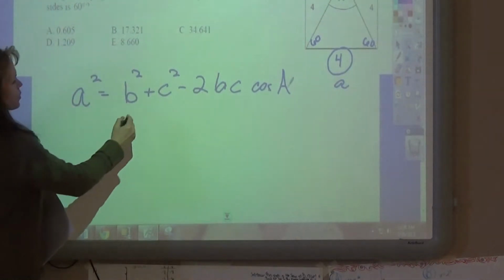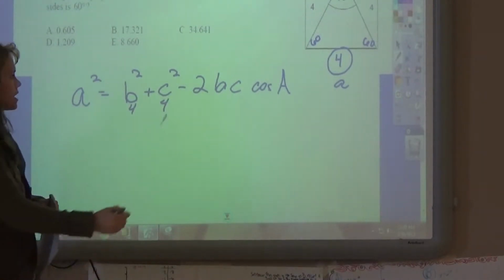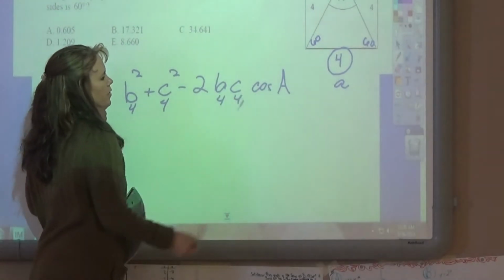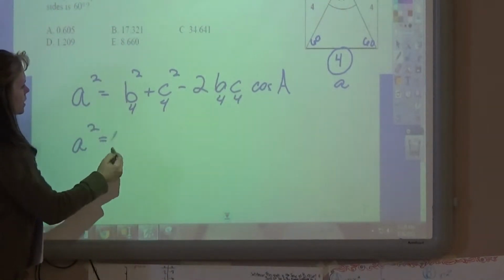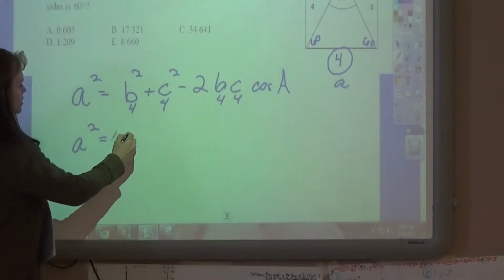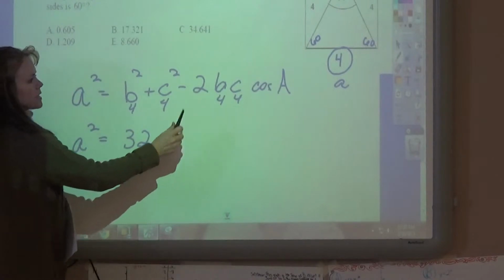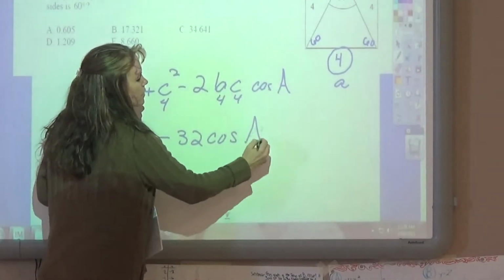Putting in the things I know for sure, B is definitely 4 and not changing. C is definitely 4 and not changing. These two are both also 4. So I finally ended up with A squared equals 4 squared plus 4 squared, which is 16 plus 16 or 32, minus 2 times 4 times 4 is 32, cosine of A.